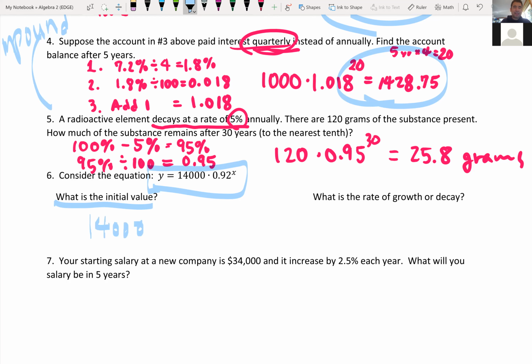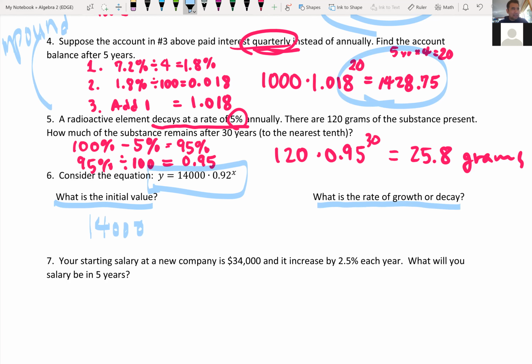Now, next question. What is the rate of growth or decay? First of all, is this a growth or a decay problem? Is it growing or is it decaying?